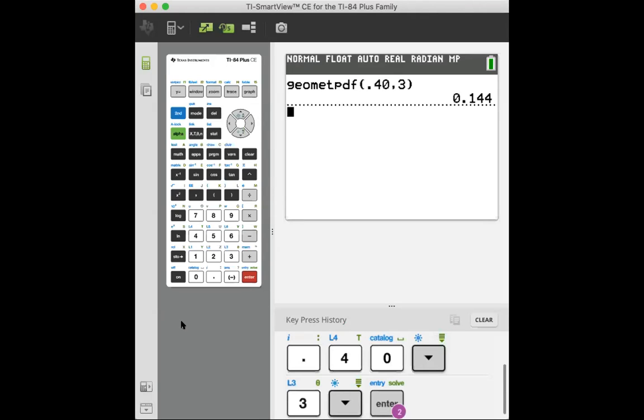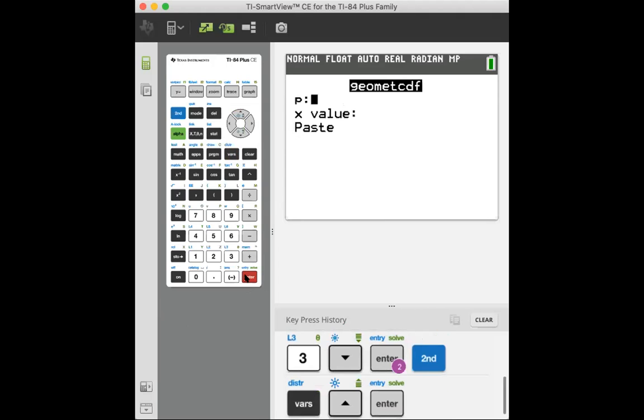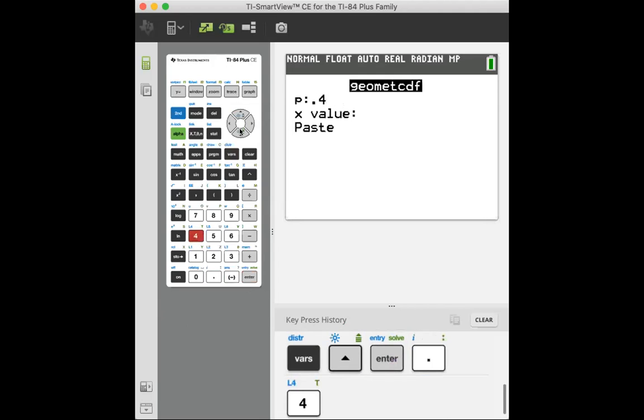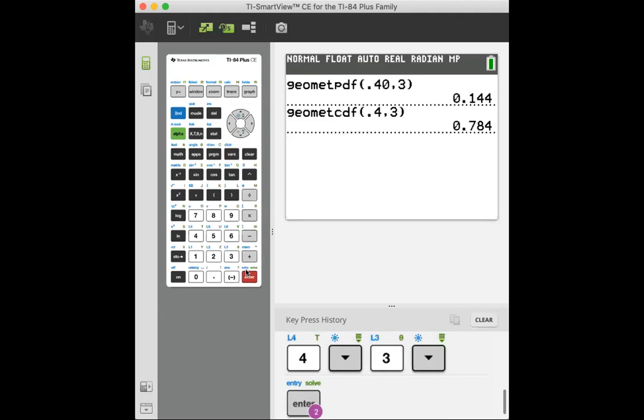So you can do geometPDF of 3 plus the PDF of 2 plus PDF of 1, or since we have CDF, we can use CDF. So geometCDF up to 3 will get me 0.784. All right. And that's the probability that at most 3 students are stopped before finding one with jumper cables. Okay, any questions on that?